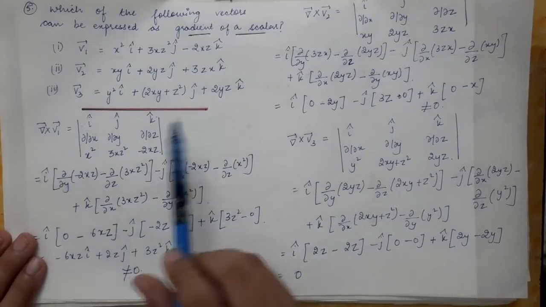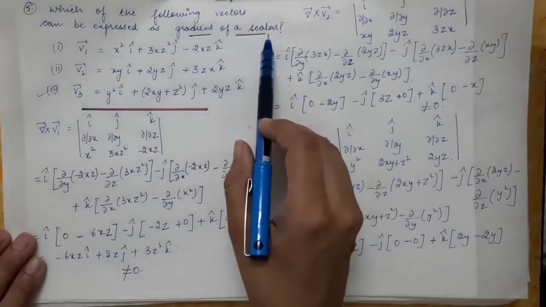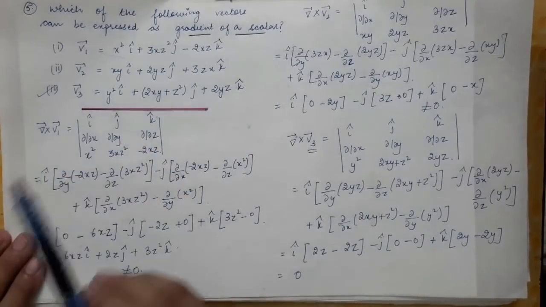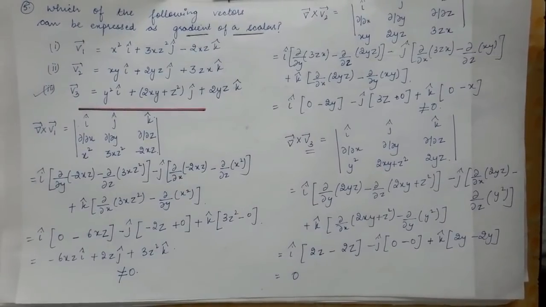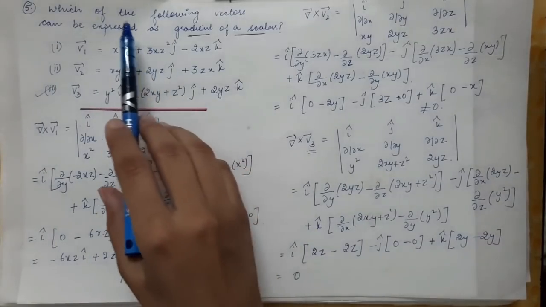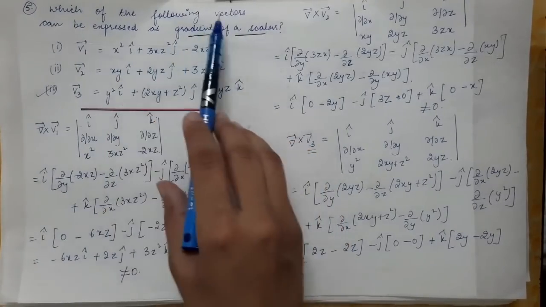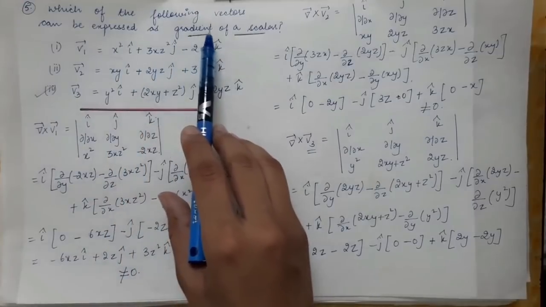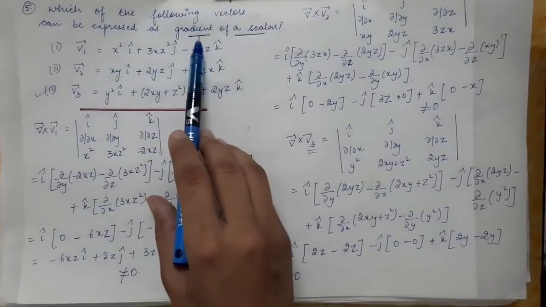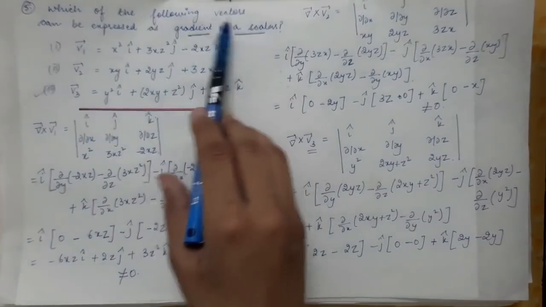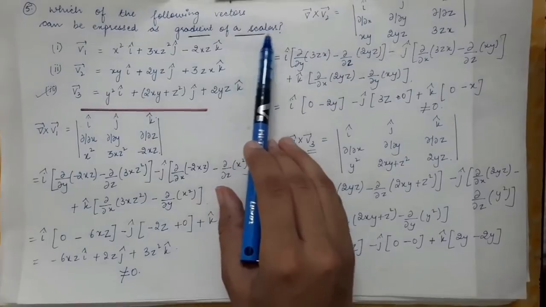So therefore this vector v3 can be written in terms of gradient of a scalar, whereas v1 and v2 cannot be written as gradient of a scalar. In a similar way, you can also be asked to find which of the vectors can be expressed as curl of a vector field. So here you are asked to find which of the vectors can be expressed as gradient of a scalar, and to find them, we have to find the curl of these vectors, and if the curl is equal to 0, it means that vector can be expressed as gradient of a scalar.